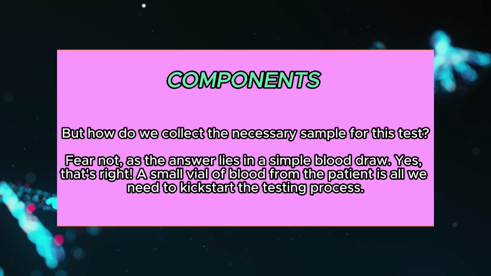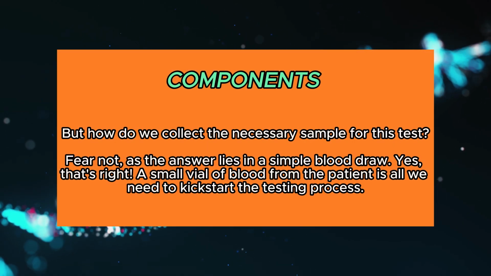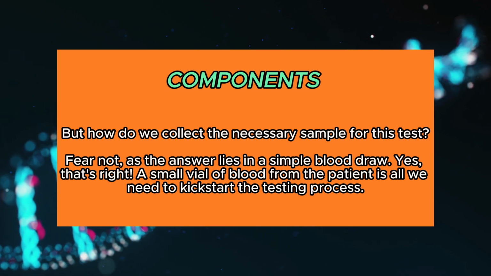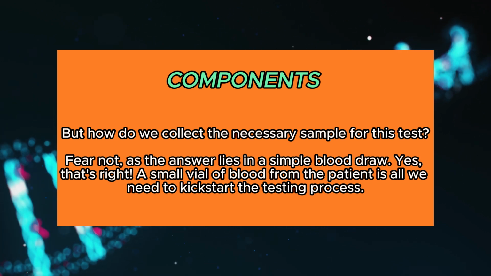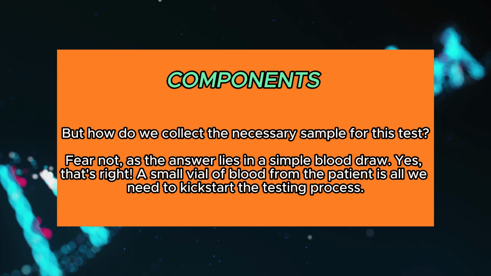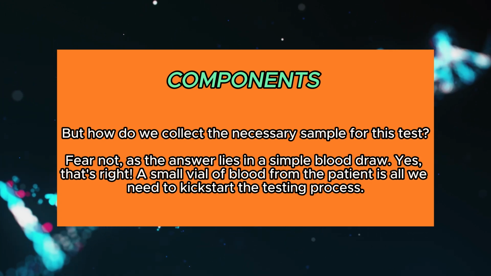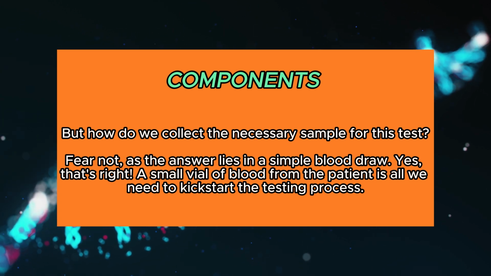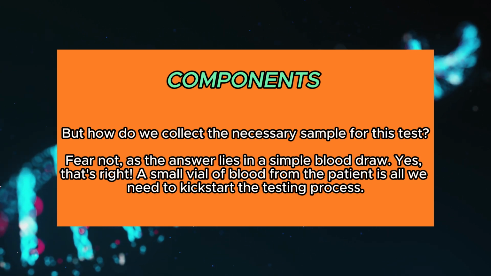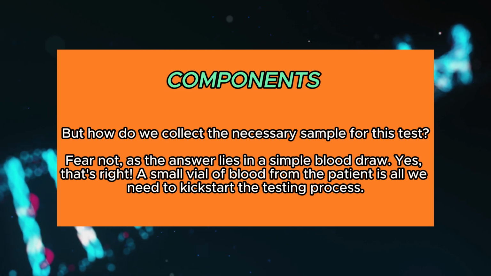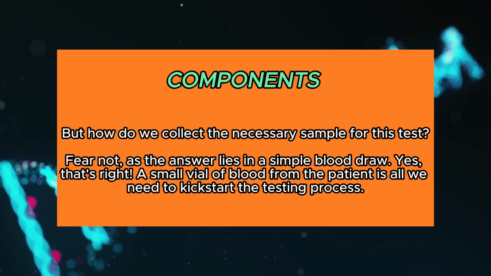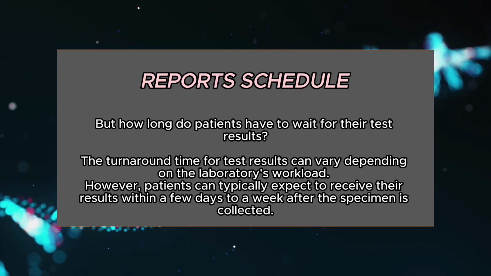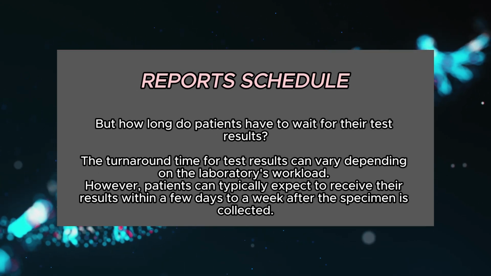Components included. Now, let's dissect the components included in the immunophenotyping by flow cytometry double negative T cells test. By leveraging the power of these antibodies, we can distinguish between different T cell subsets and pinpoint the elusive DNT cells. Test report time. But how long do patients have to wait for their test results?